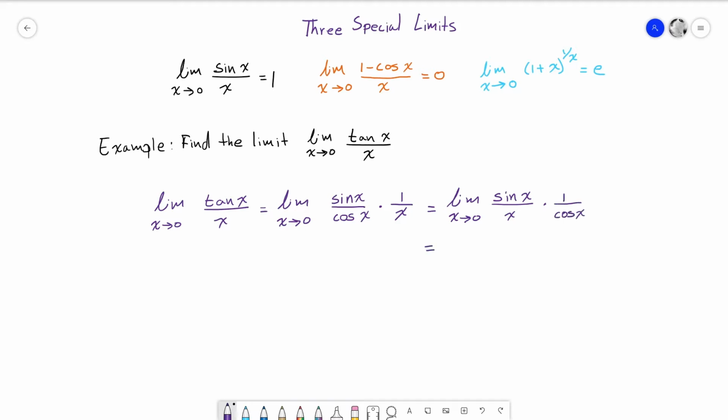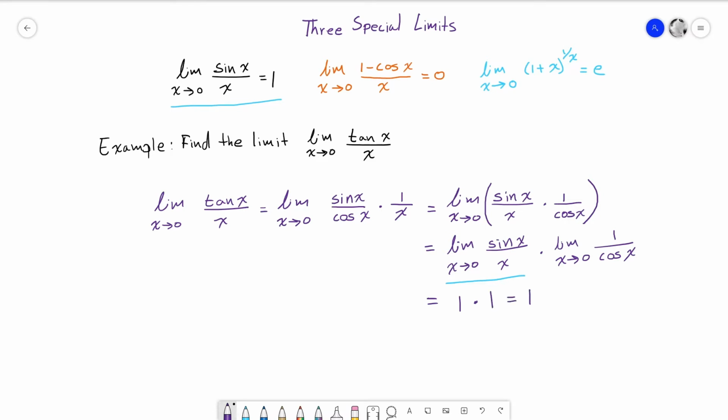And now I have the limit of a product, which I can just take the product of the limits. So the limit as x approaches 0 of sine of x over x times the limit as x approaches 0 of 1 over cosine of x. The first limit is one of the three special limits, so that is simply going to be 1. The other, we can use direct substitution. So cosine of 0 is 1. 1 divided by 1 is 1. So we can say that the limit as x approaches 0 of tangent of x divided by x is equal to 1.